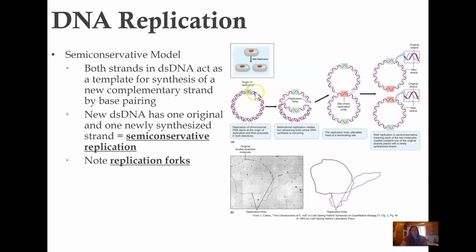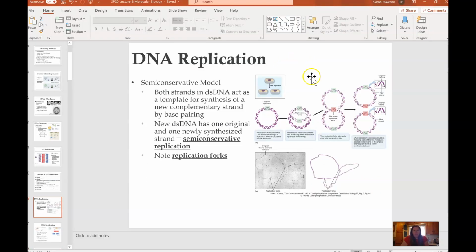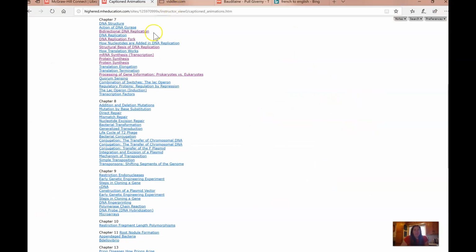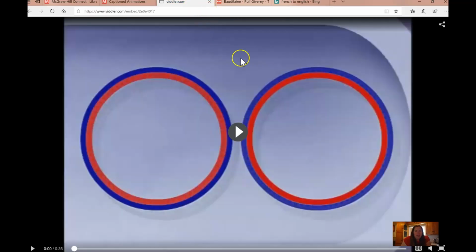So I'm going to go to our online learning platform that I have access to and show you a very quick video on how this works. Let me make sure that the closed captioning is on.